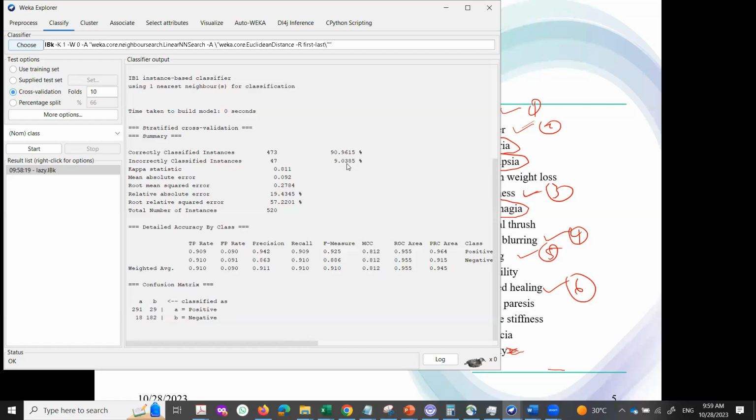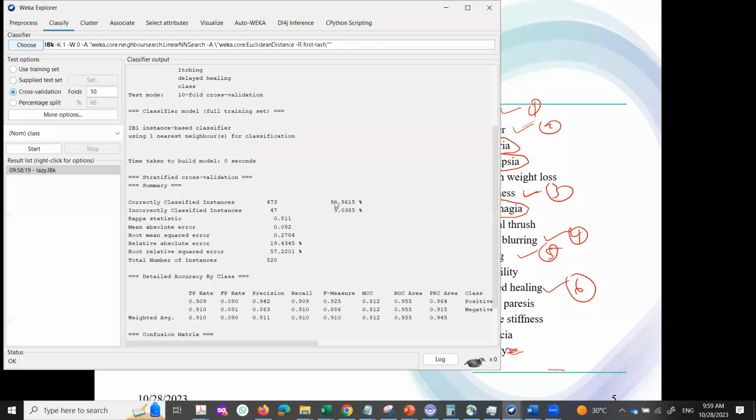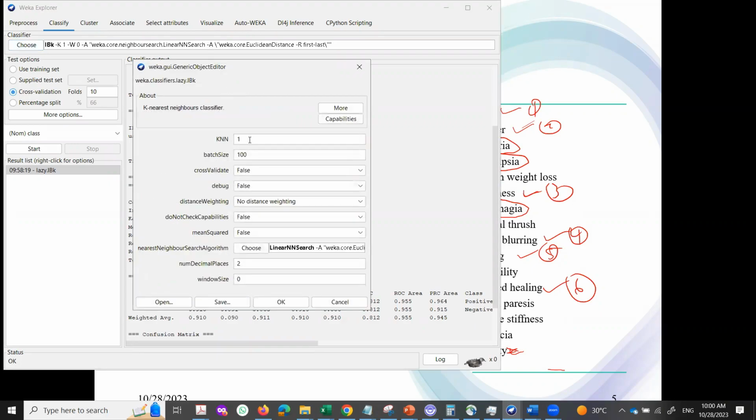Of course, we still have to work on it. 90% in medical, we are not very happy with that. We want it to go as high as possible, maybe 100%. This is where we're going to talk about how to do hyperparameter optimization. I believe we have had a lot of lectures on that before. So we click on this. This is KNN. You have to change this hyperparameter.